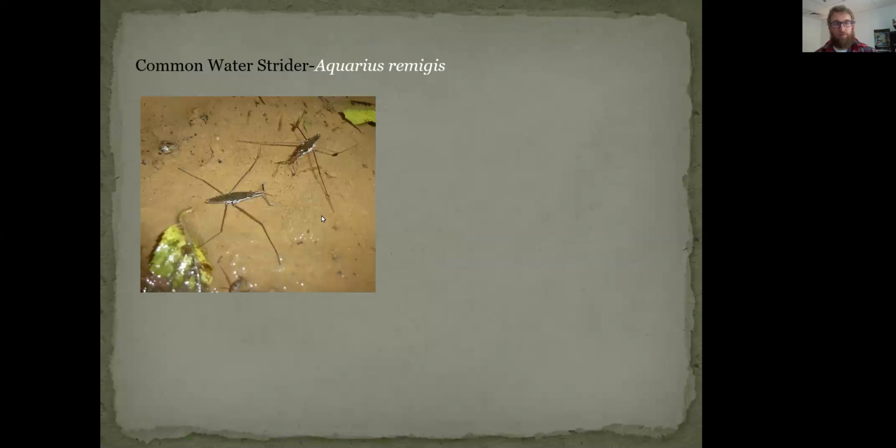Another one, semi-aquatic, is the common water strider. A lot of people call these water spiders, but they are striders. It's a true bug. And there's only about 3 species of these in the East. So most likely, if you've seen a larger one, it's probably this, the common water strider. And they just float along with surface tension, eating small insects in the water.